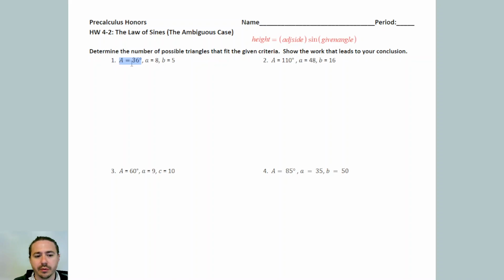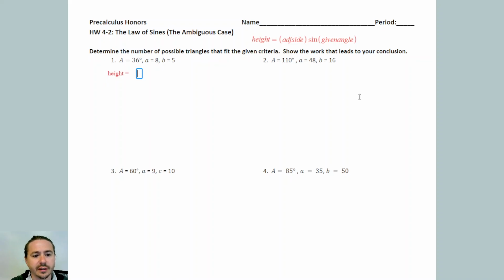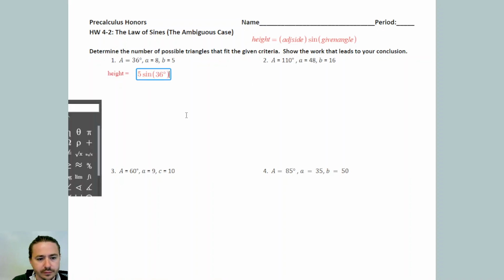Like in this first example, since they're given angle A, the side that we'll use is side B. We're not going to use side A. We'll compare side A to the height, but we don't need it to actually calculate the height. So let's start by calculating the height. The height is going to be the adjacent side, which is 5, times the sine of 36 degrees, and that is going to equal, I have no idea.